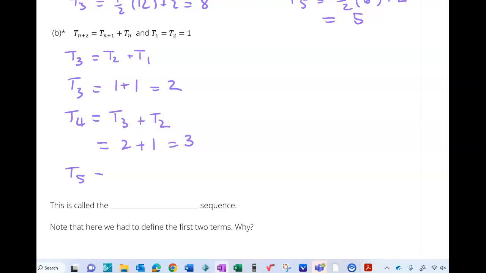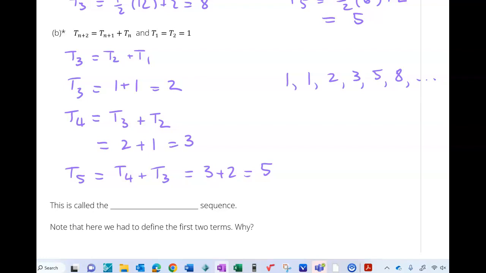Term 5 is term 4 plus term 3. So term 4 is 3. Term 3 is 2. So this is our sequence. I'm going to write it like this just so that you can see it, because it's one you may or may not be familiar with. The next one would be 8 and so forth. We came across it the other day for those of you that were here.